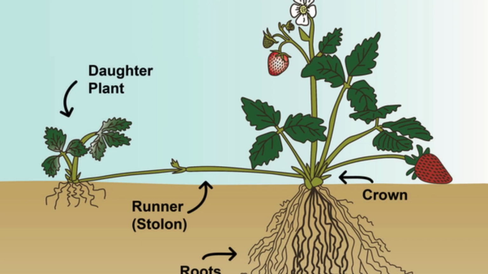Another part are runners and daughter plants. Strawberry plants reproduce through stolons or runners. Runners extend out several inches from the crown, take root in the soil, and produce new plants called daughter plants.